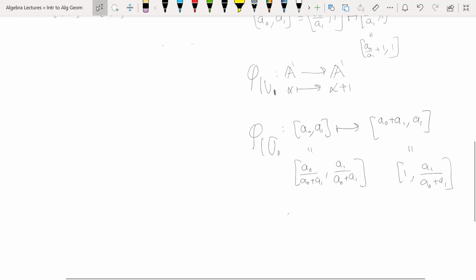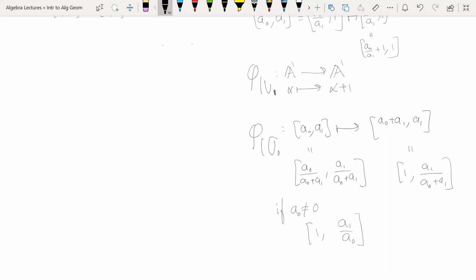Yeah, so maybe let me try one more time. Alpha belongs to U0 tilde. Then, yeah, so at this point, one has to do cases. So if A0 is not equal to 0, then this point is the same as (1, A1 over A0).